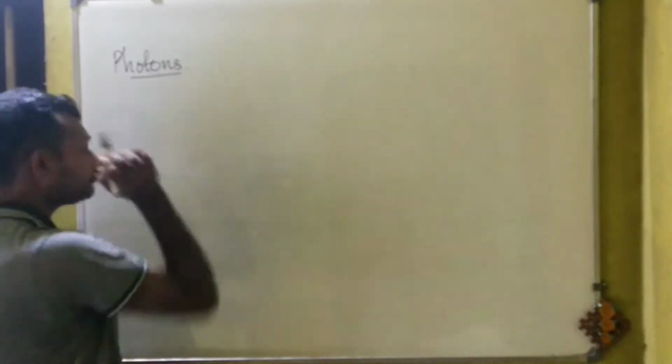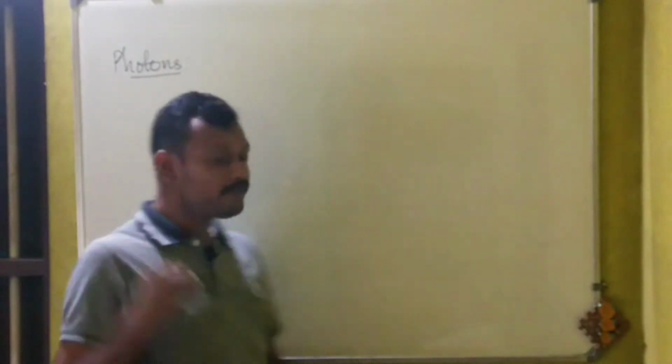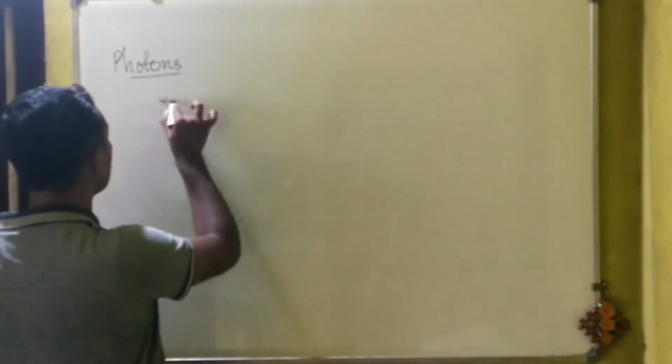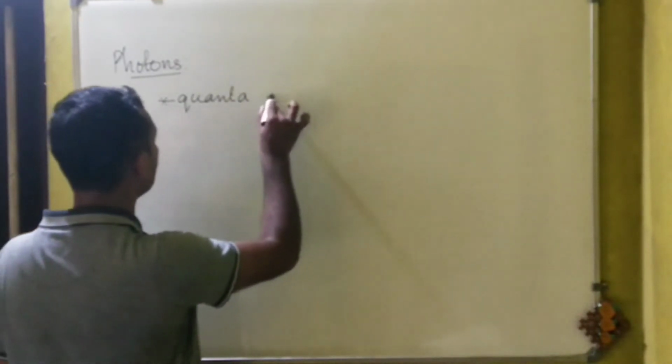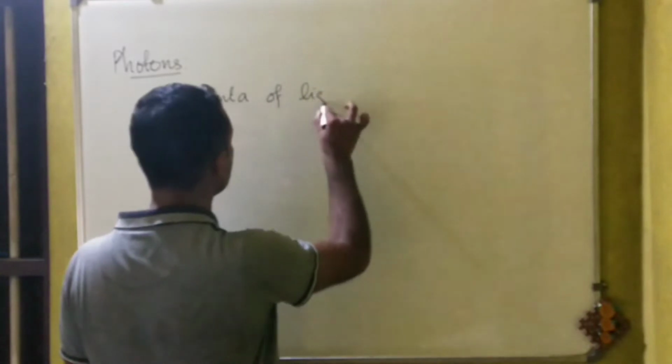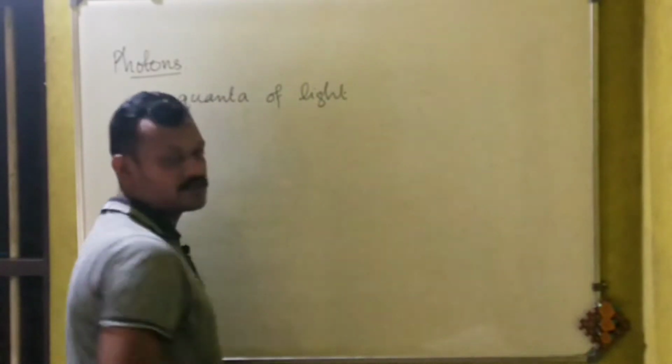So we are going to start our discussion on the particle nature of radiations and the concept of what are called photons. So what are photons? In simple words, photons are the quanta of light. Photons are nothing but the quanta of light.